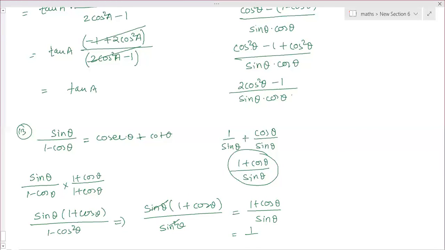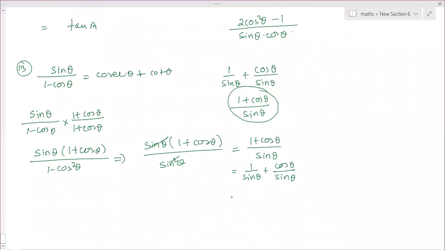Now divide separately: 1 by sin theta plus cos theta by sin theta. So this is equal to 1 by sin theta, which is cosec theta, plus cos theta by sin theta, which is cot theta. This is your RHS. Clear?